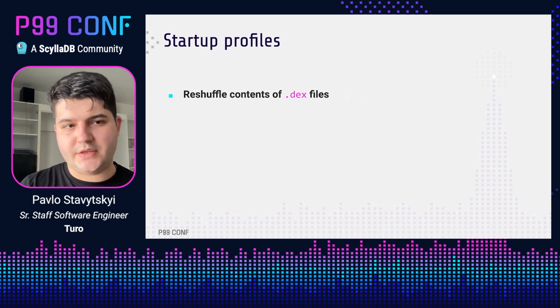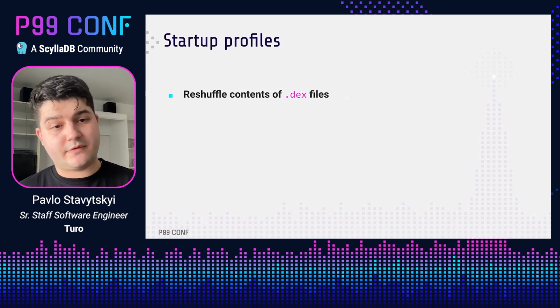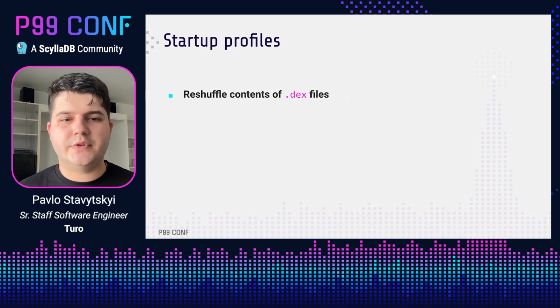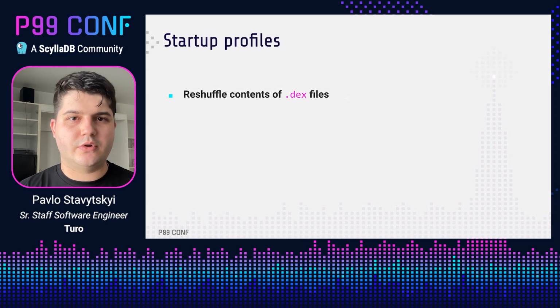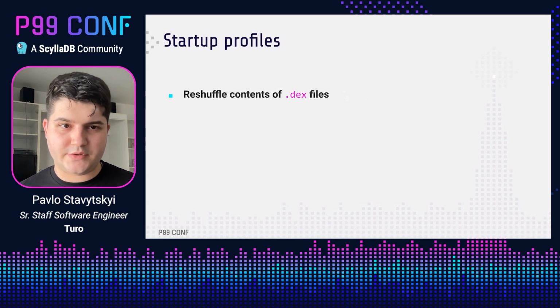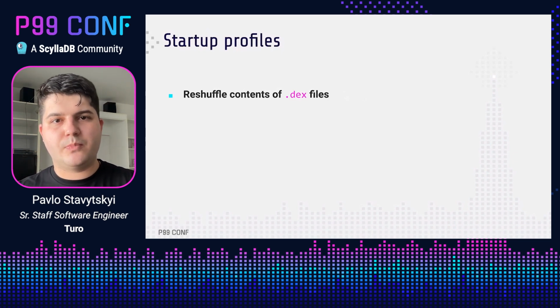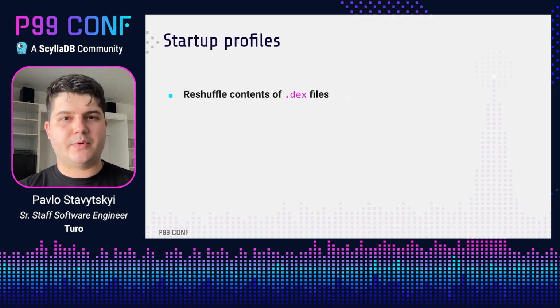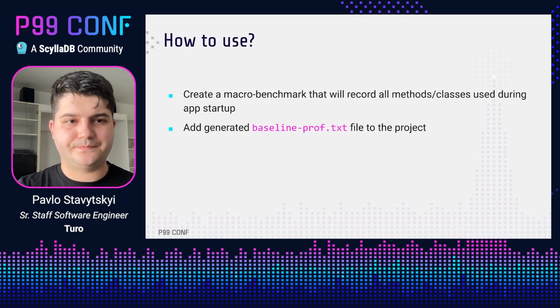And startup profiles, they do a pretty similar thing, but a bit different. They reshuffle the contents of DEX files of the application. So basically, DEX files hold all the source code, or like compiled source code of the application. And historically, usually large Android applications consist of multiple DEX files. So what startup profiles do, they put all the startup code paths in a single DEX file, so that when your application is started, only one of them is used during startup.